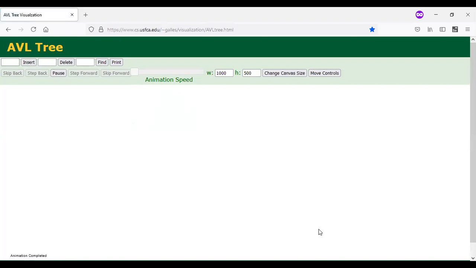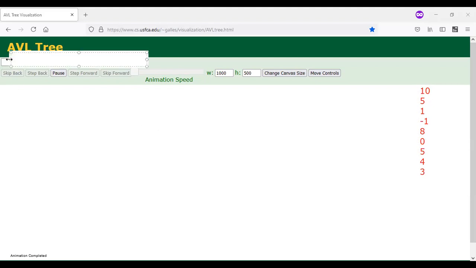Let us consider the elements to be inserted. I'm taking the repetition values also. So these are the values. We should see how it is rotating. The first value is 10. Inserting 10 here, and the next value is 5.